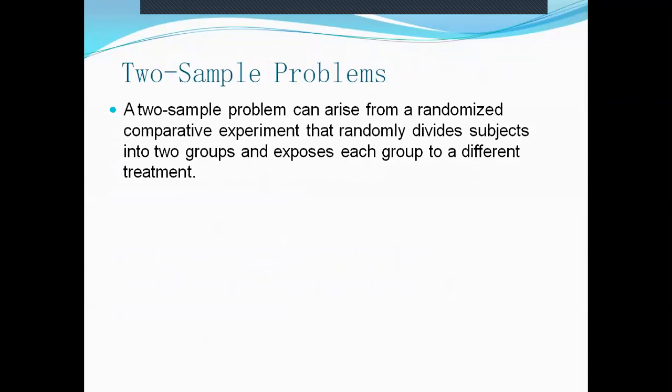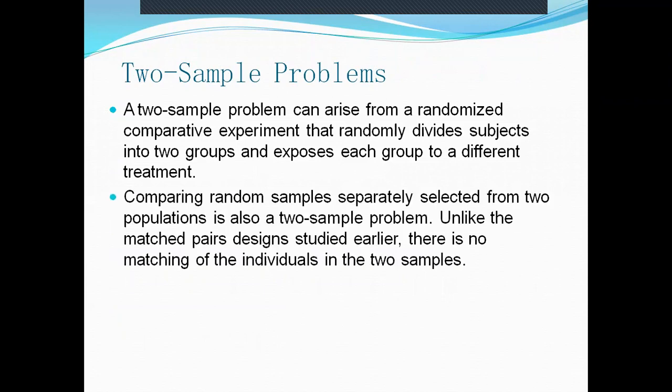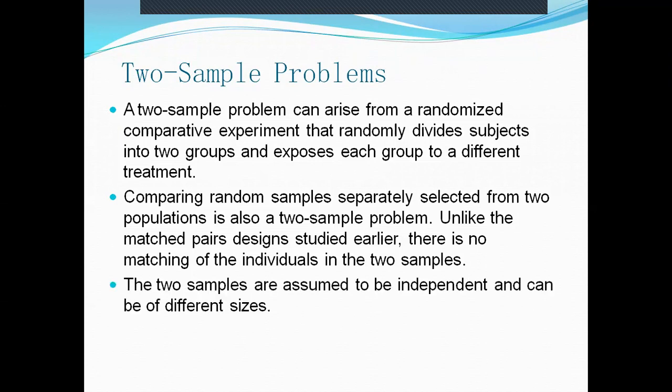Two sample problems. A two-sample problem can arise from a randomized comparative experiment that randomly divides subjects into two groups and exposes each group to a different treatment. Comparing random samples separately selected from two populations is also a two-sample problem. Unlike the matched pairs design studied earlier, there is no matching of the individuals in the two samples. The two samples are assumed to be independent and can be of different sizes.